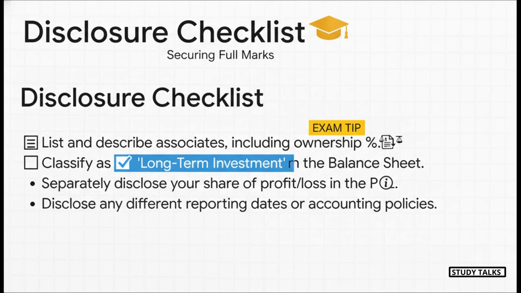You must provide a list of your associates. You have to state your ownership percentage. In the balance sheet, this investment must be classified as a long-term investment. In the P&L, your share of the associate's profit or loss needs its own separate line item. And of course, you have to disclose anything unusual, like different reporting dates or accounting policies. Don't skip these. They are required.